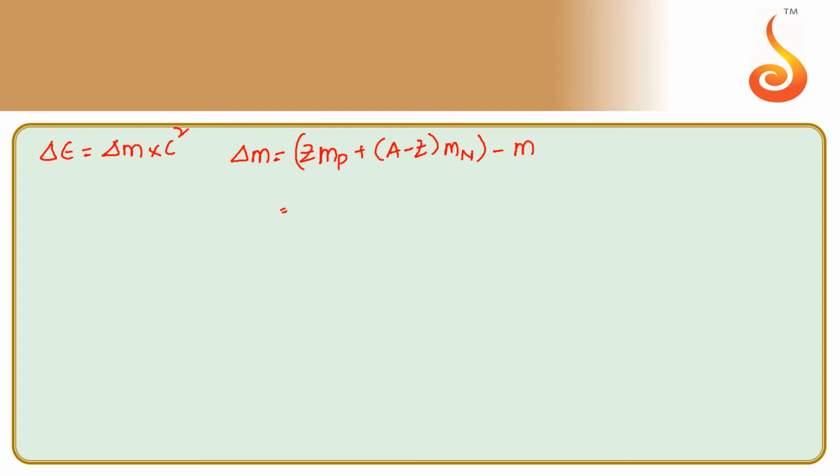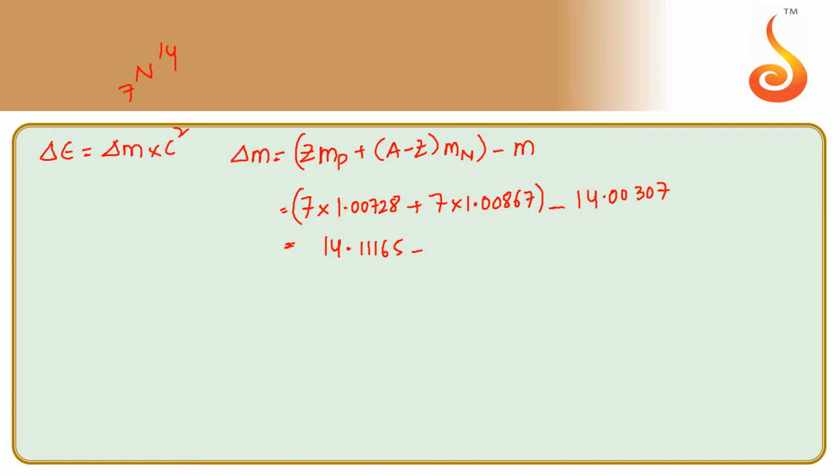minus the actual mass of the given element. Since it is nitrogen-14, the number of protons is 7, so 7 into mass of proton, which is 1.00728 atomic mass unit, plus the number of neutrons, which is 14 minus 7, which is 7, into mass of neutron, which is 1.00867 atomic mass unit, minus the mass of the nitrogen atom, which is given as 14.00307.